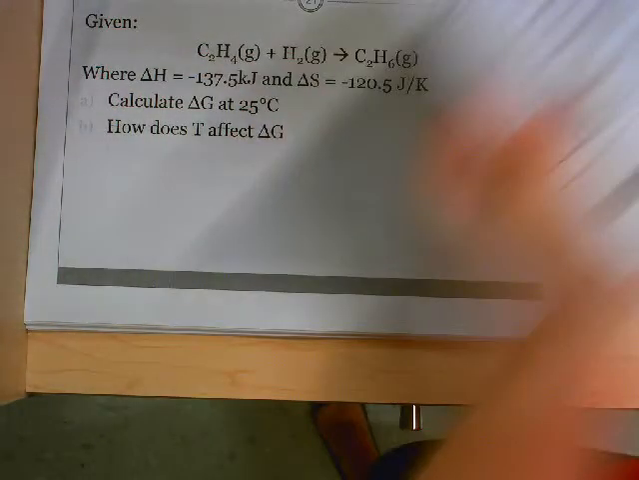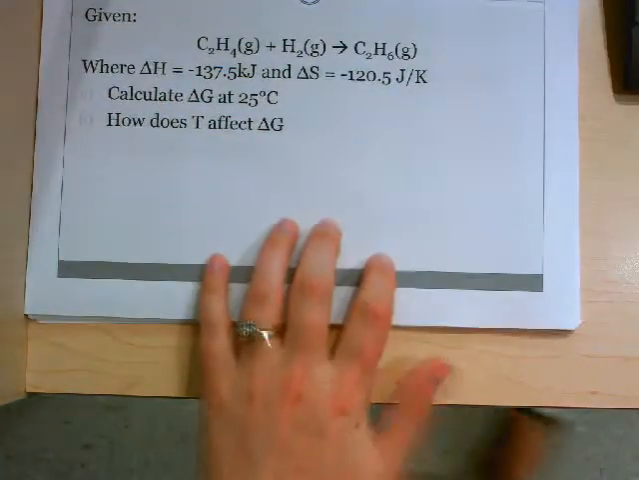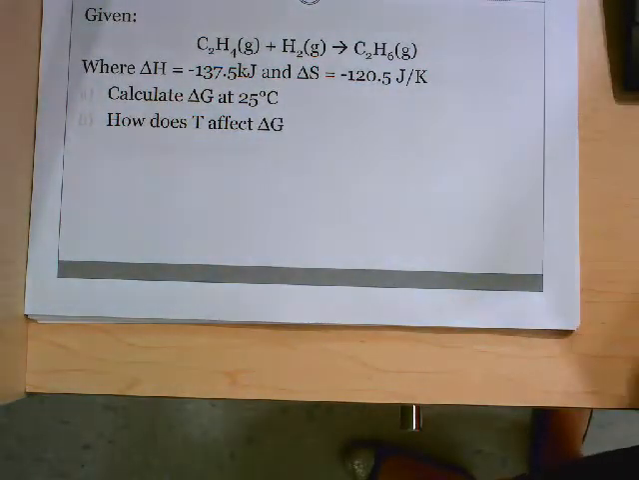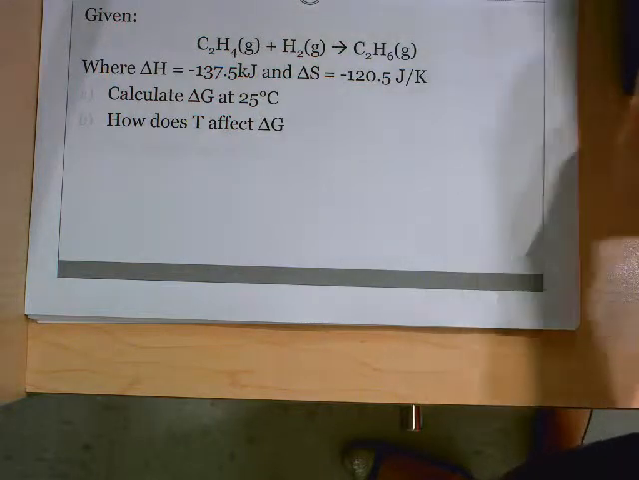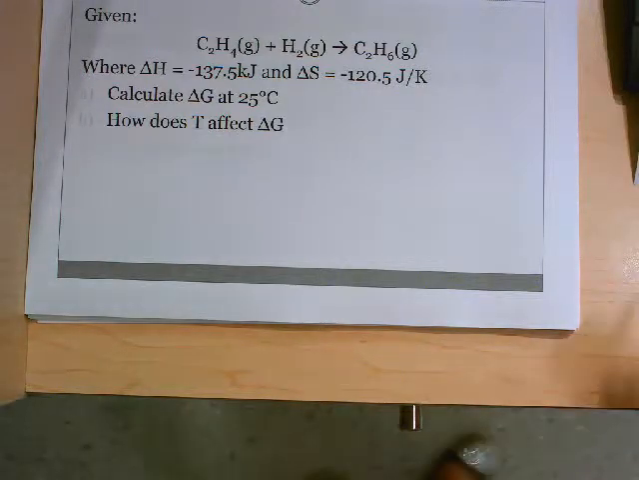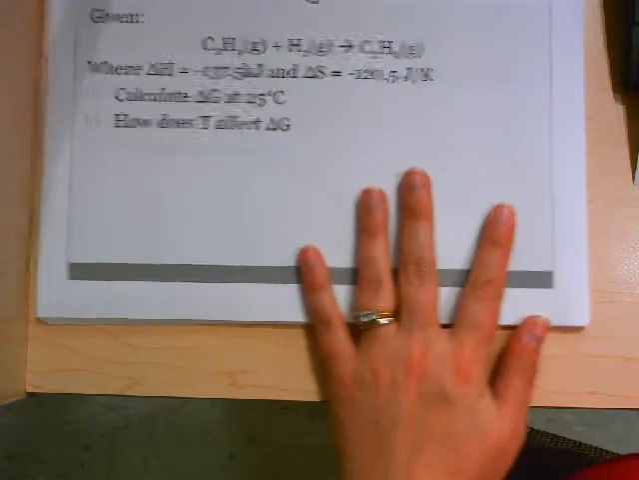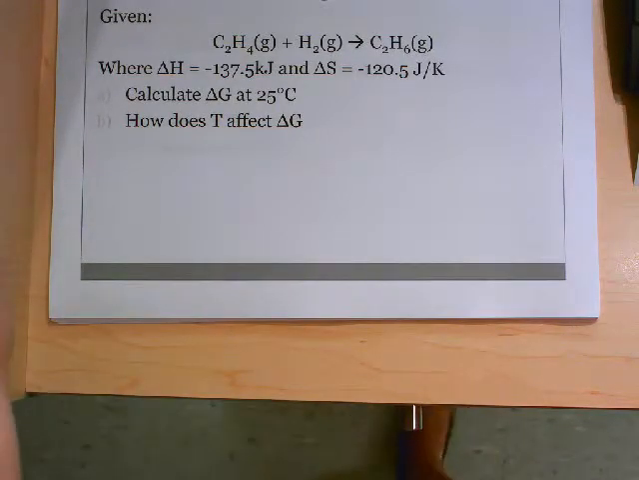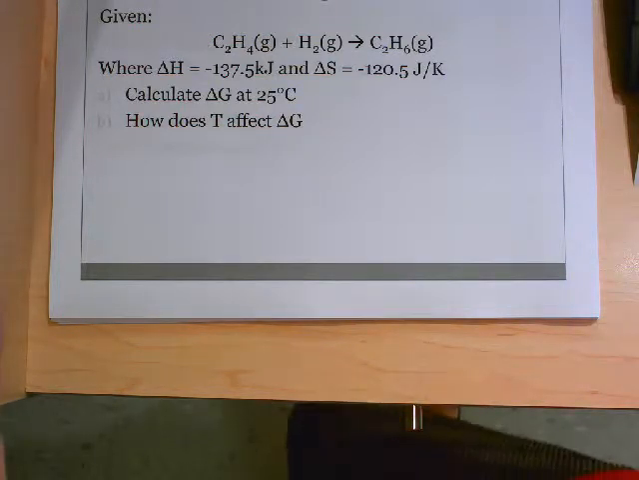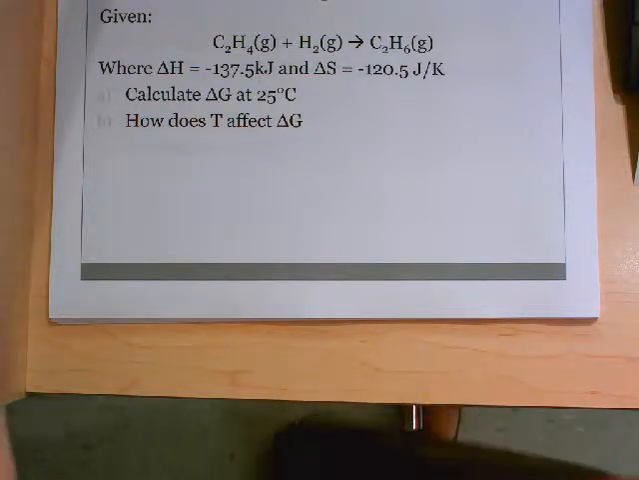Alright. Let's say I have this reaction. Methane and hydrogen gas combining together to make C2H6, given delta H is negative 137.5 kilojoules and delta S is negative 120.5 joules per Kelvin. Let's find delta G and then talk about temperature effects.